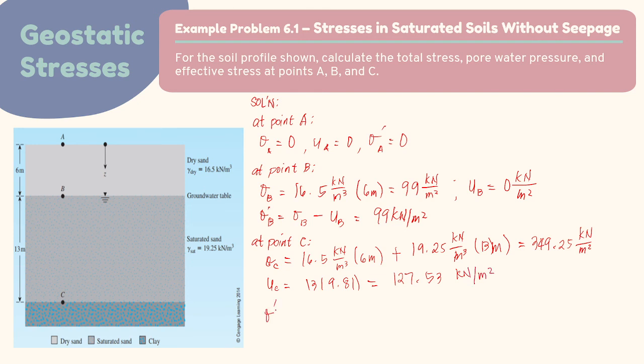And therefore, our effective stress at point C is equal to 349.25 minus 127.53. So our unit is in kilonewton per square meter. And this is equal to 221.72 kilonewton per square meter.